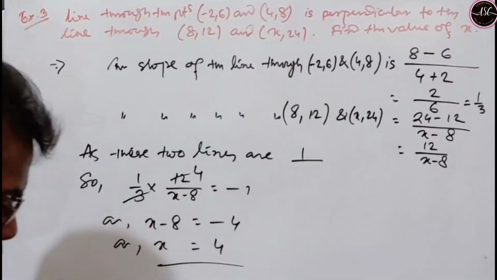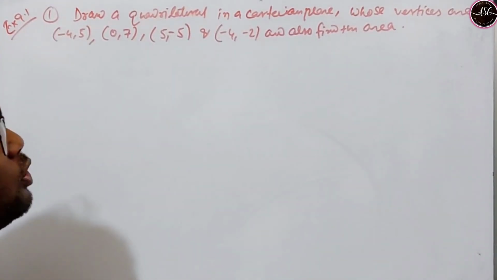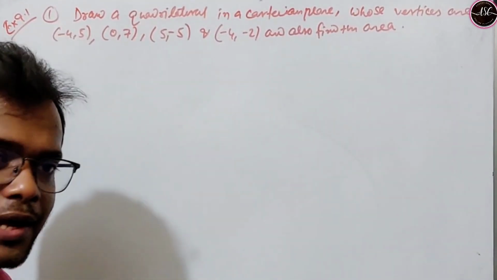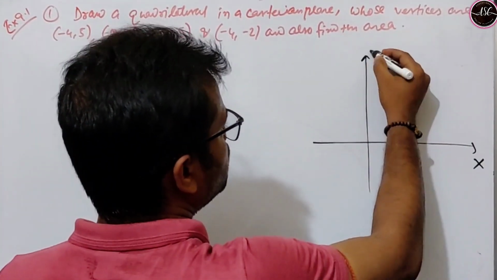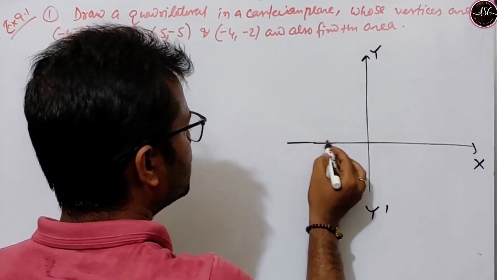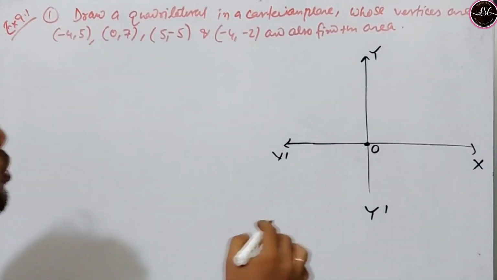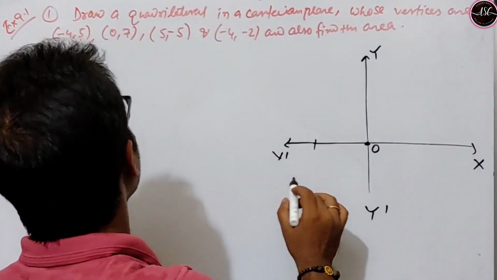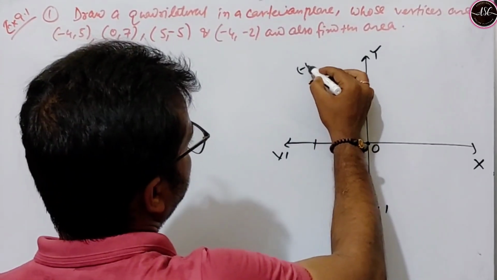Okay. Now we will do exercise number 9.1 of your NCERT textbook. Just look at question number 1. Draw a quadrilateral in a Cartesian plane whose vertices are (minus 4, 5), (0, 7), (5, minus 5) and (minus 4, minus 2), and also find the area. So first we draw the axes. This is x, this is y, this is y dash, and this is x dash. This is the origin O. For the first point, minus 4, 5. Let this be minus 4 and 5, here. So this is the point (minus 4, 5).